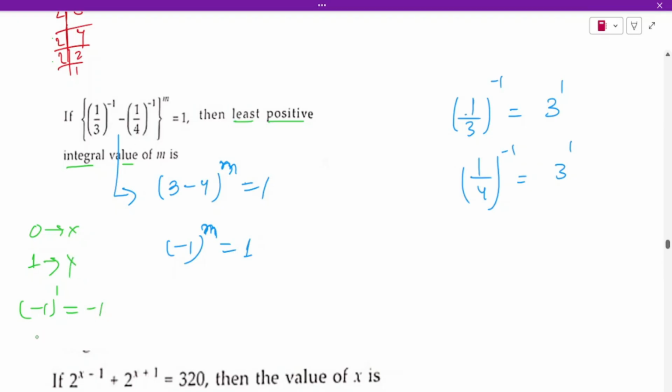So the next value of m that we can check is m is equal to 2, which is positive. So here minus 1 to the power 2, which is even, is going to give us the value plus 1. So the least value of m, which is going to give the solution for this equation, is nothing but m is equal to 2. m is equal to 2 is the correct answer for this particular question.